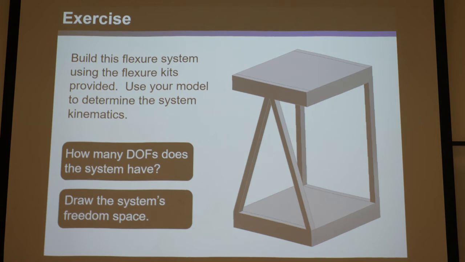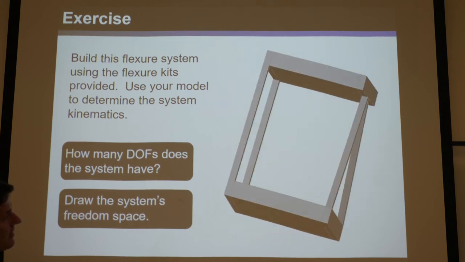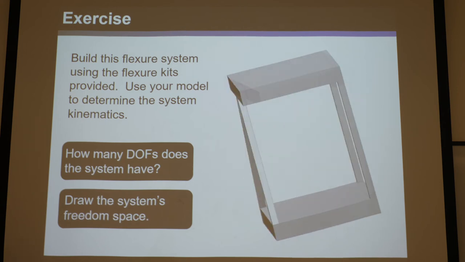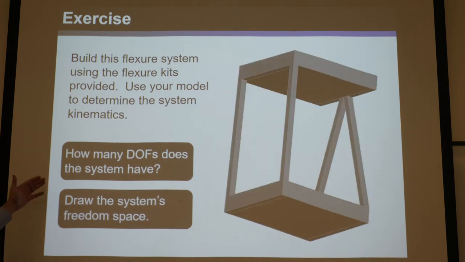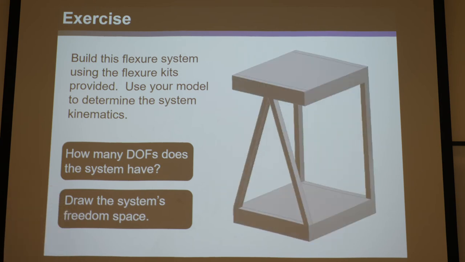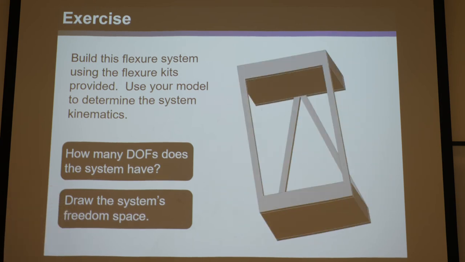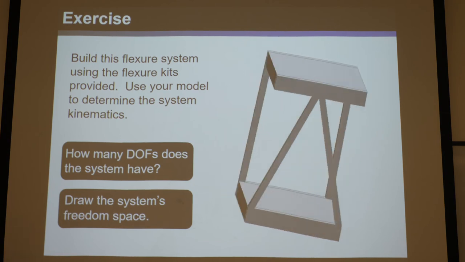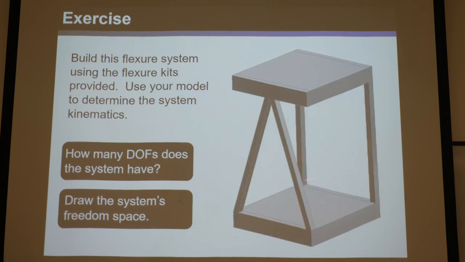Well, this first example, I say build this system, okay, with four wires. Two are vertical and these two are angled. You can see here is what it looks like rotating, okay? And what I have you do is build those, and then I ask you how many degrees of freedom does the system have, and then draw the system's freedom space, okay? So if we look at this, first of all, you might ask yourself, how many degrees of freedom does it at least have to have? Well, there's four wires, so 6 minus 4 is 2. It has to have at least two.